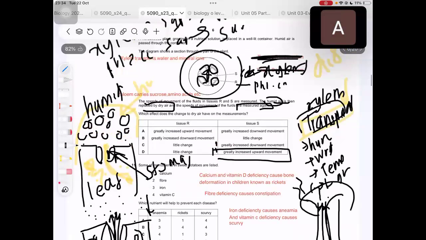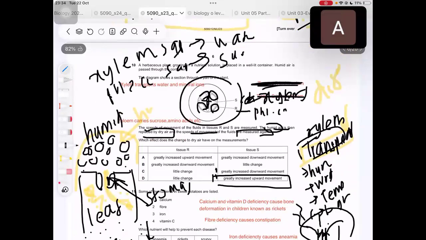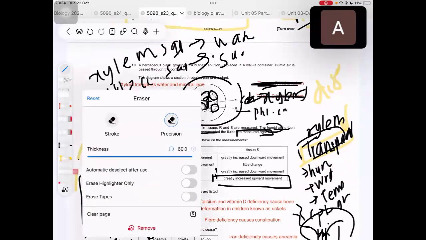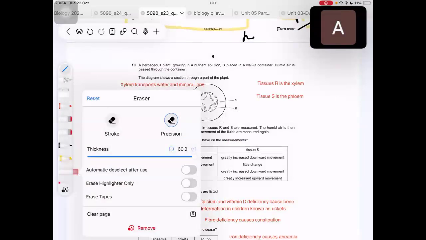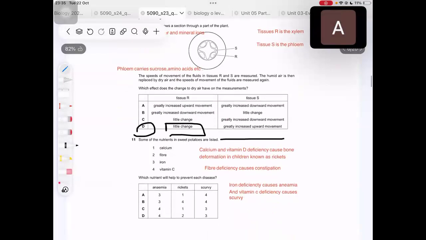Another important thing is that phloem transportation, which we refer to as translocation, is not affected much by these factors. So tissue R will have little change, while tissue S, that means the xylem, will have greatly increased upward movement. Answer will be D.